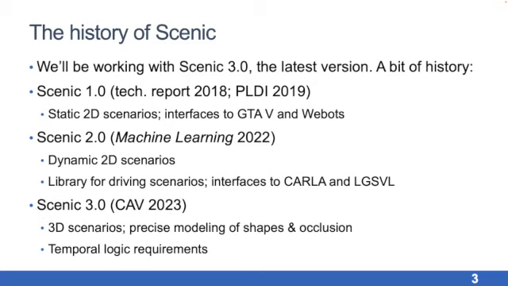And then finally, just last year, we introduced this latest version of Scenic, which now has support for 3D scenarios. A lot of things have changed about the internal representation of scenarios so that you can now talk about things in 3D. In particular, we now have precise modeling of shapes and occlusions. So it's possible to reason about things like a pedestrian which is obscured by a car that's in front of it, for example. And there are a lot of other new features which we'll see that were added in here, like the ability to express requirements in temporal logic.